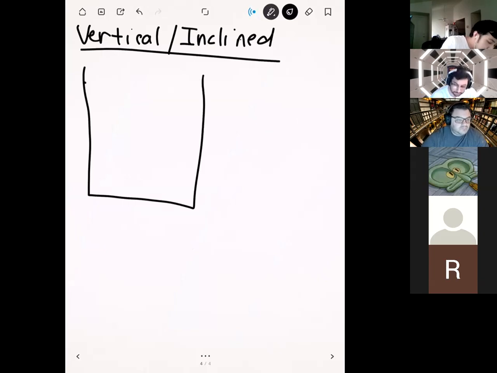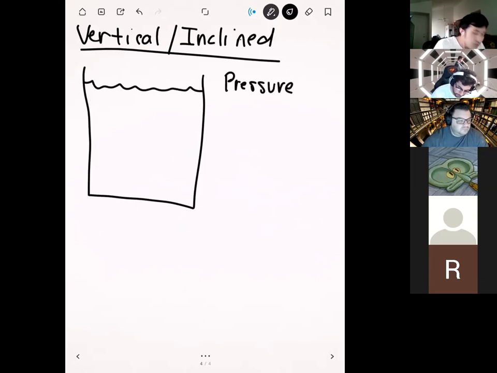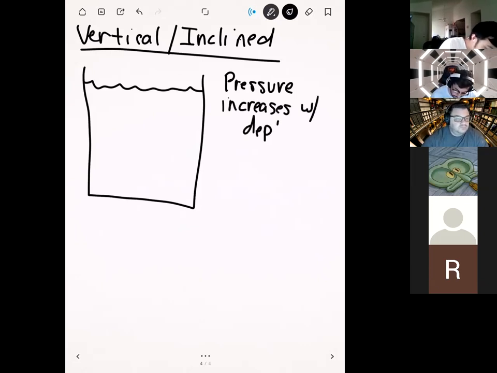So let me draw my tank of water again. And let me just draw this fact right here. We know that as we go down into the tank, or go into deeper depths, the pressure is going to increase. Right? And as the pressure increases with depth, that means the forces will also increase. Right? I should say the force magnitude.